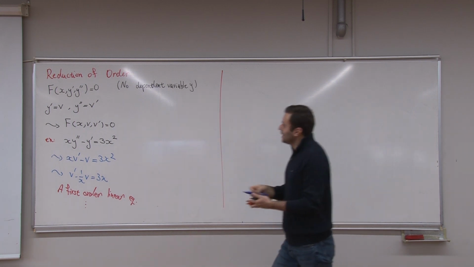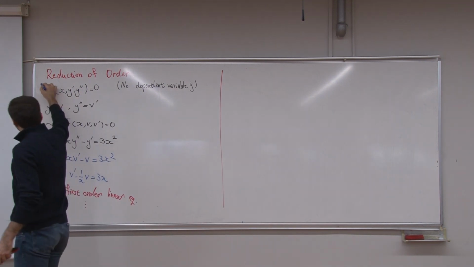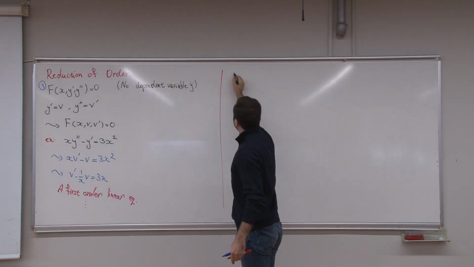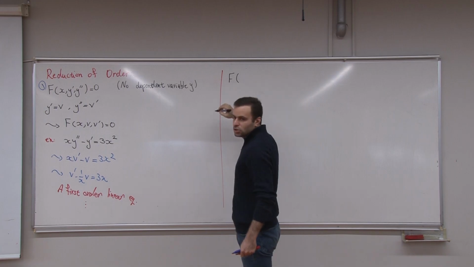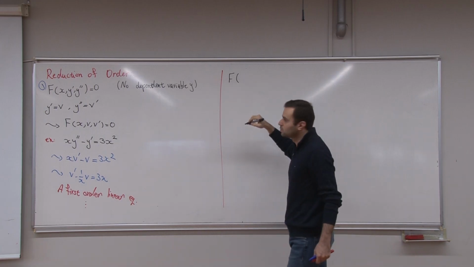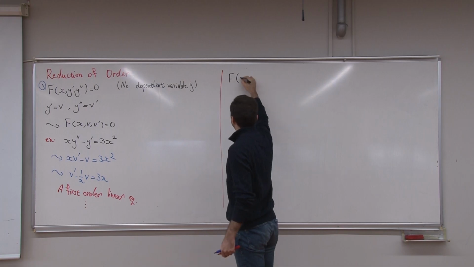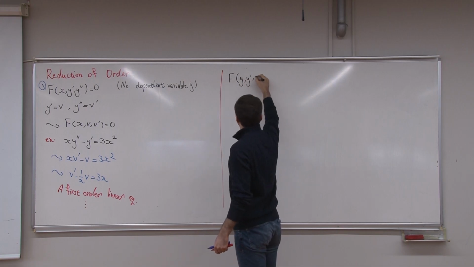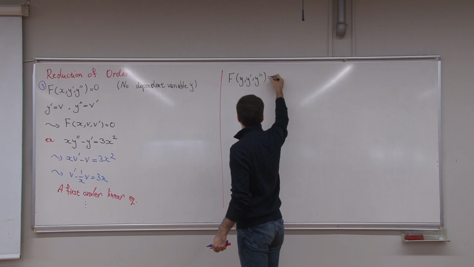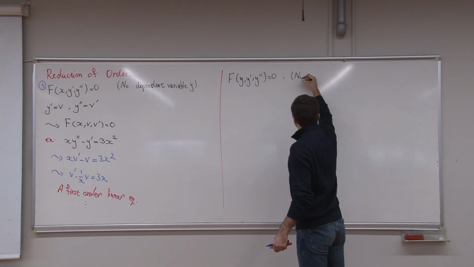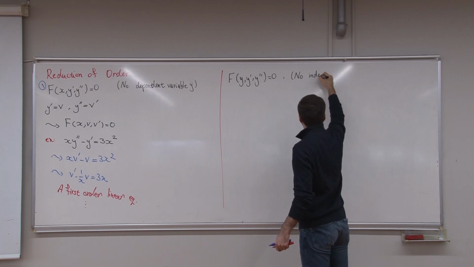The second case for our reduction of order will happen when our equation does not have the independent variable, or no x's are appearing, which is going to be looking something like this. No independent variable.